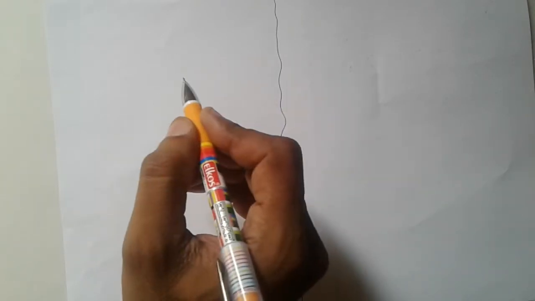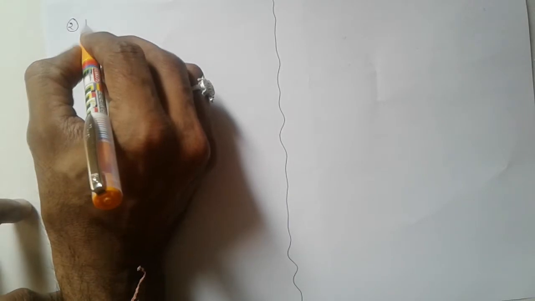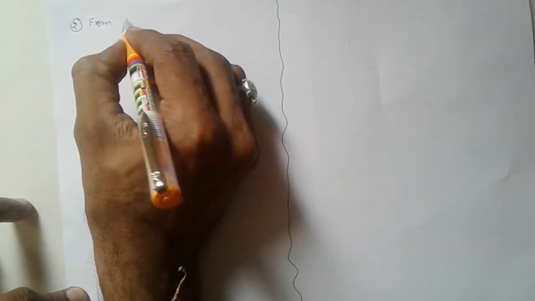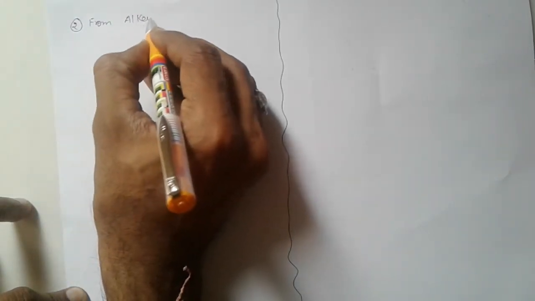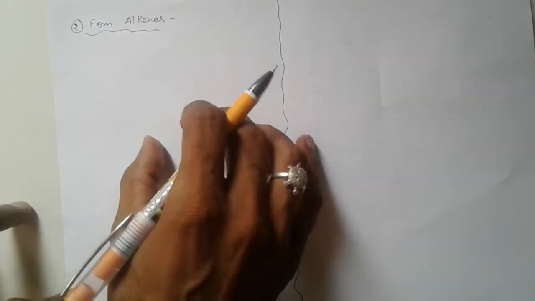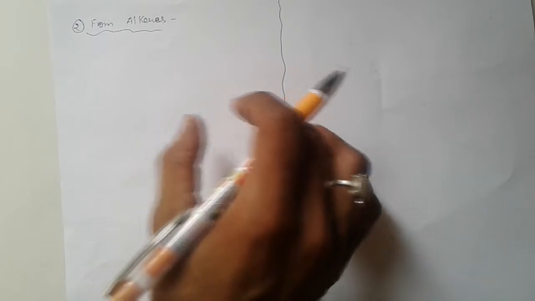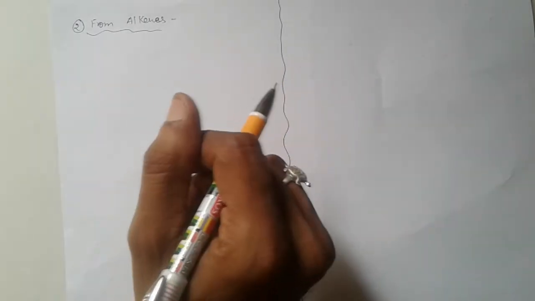In the previous class we discussed one method of preparation of haloalkanes. Today I will teach you the next method of preparation of haloalkanes. So the second method is from alkenes, or addition of halogen acid.